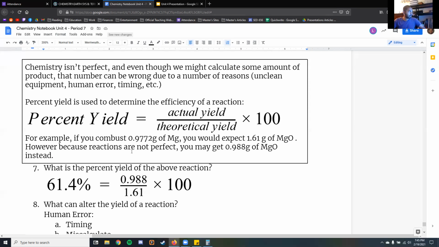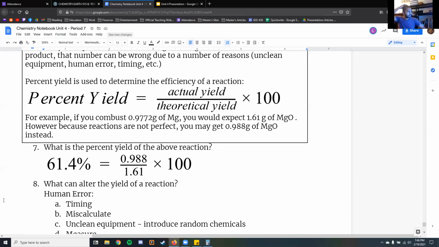Now, percent yield is a fairly straightforward math equation. You have whatever you actually got on top divided by whatever you should have gotten. And so in this question here, we should have gotten 1.61 grams of magnesium. We actually got 0.988. And so our percent yield is just those two numbers divided, times 100, 61.4%. And many things could alter the yield of a reaction, the timing of it, right?